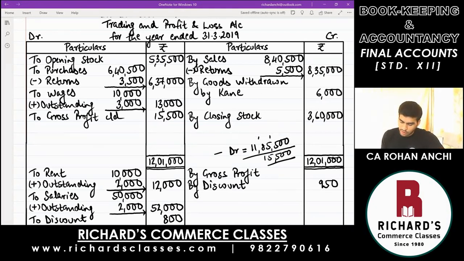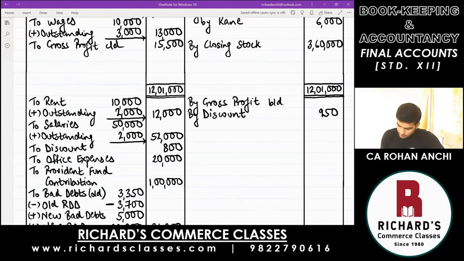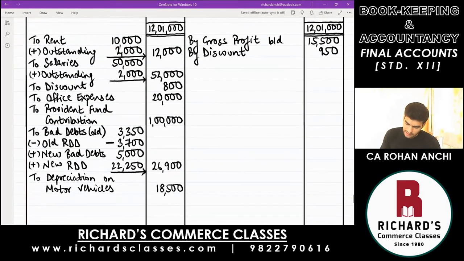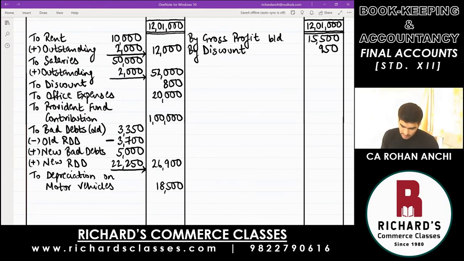And bring down that gross profit in the profit and loss account. By gross profit brought down, 15,500. Okay. Now, same thing to close the profit and loss account. Add up the debit side and the credit side. Clearly the debit side is greater, and the credit side is less. Add up and tell me the totals.